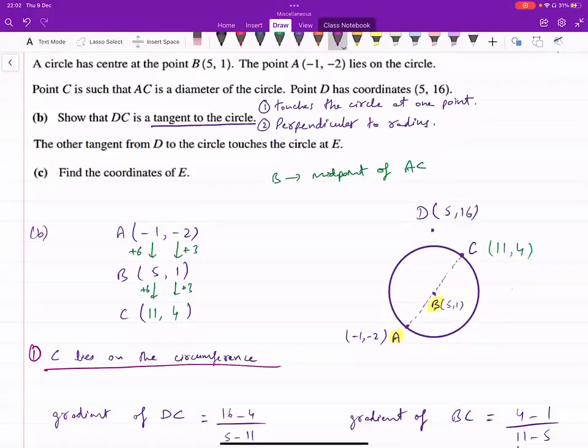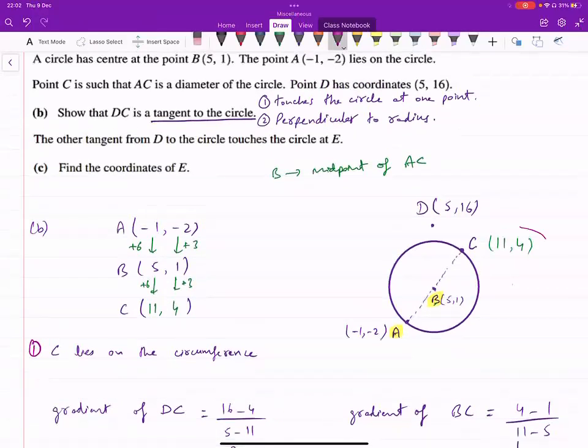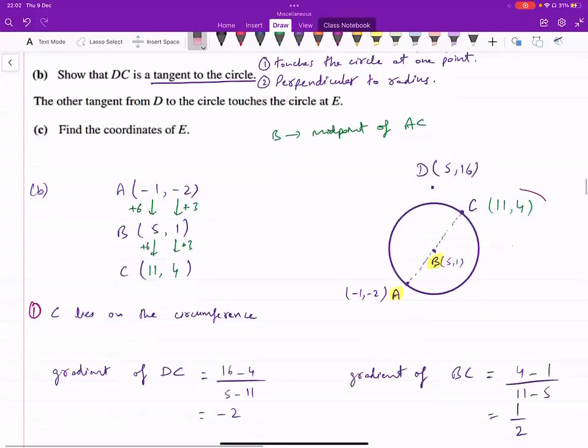We can find the gradient of the line CD. We have the coordinates of C. We've got the coordinates of D. We've got both of them. We can find the gradient of CD. And similarly, we can also find the gradient of BC. दोनों के gradients find कर ले.